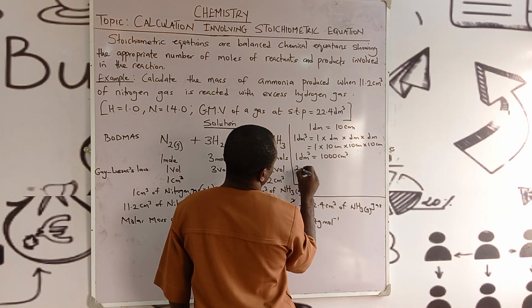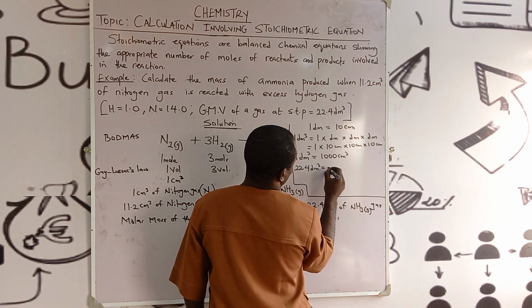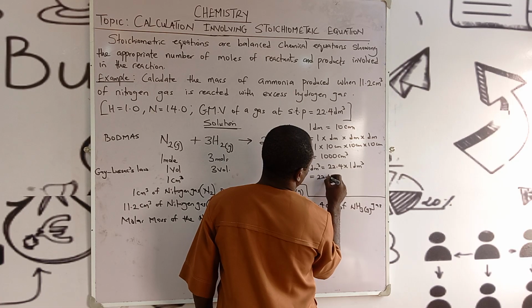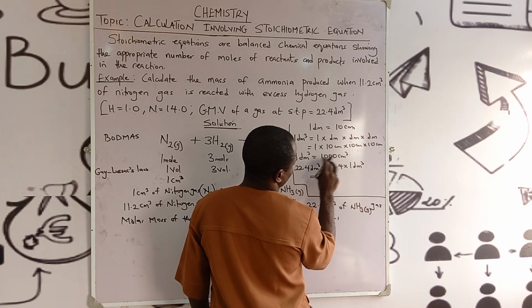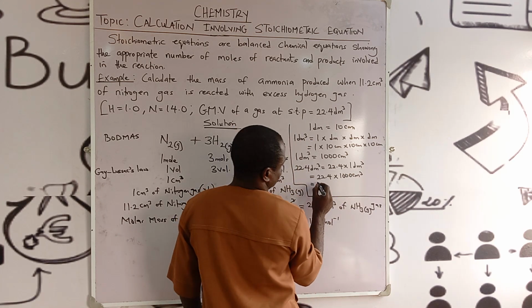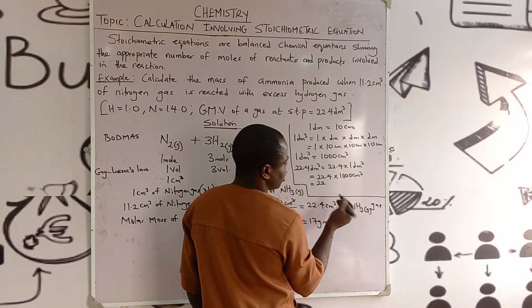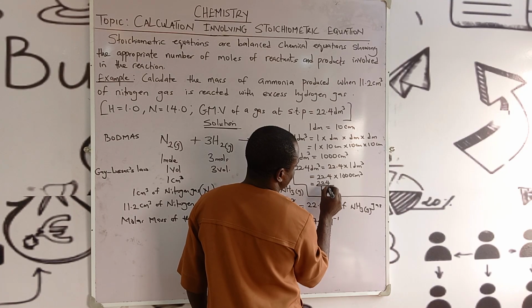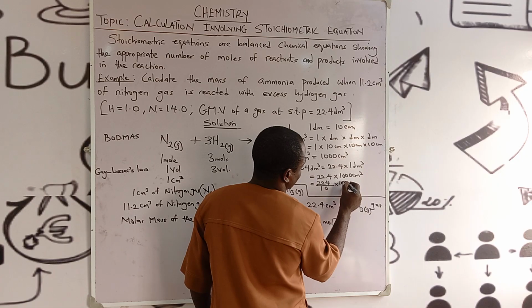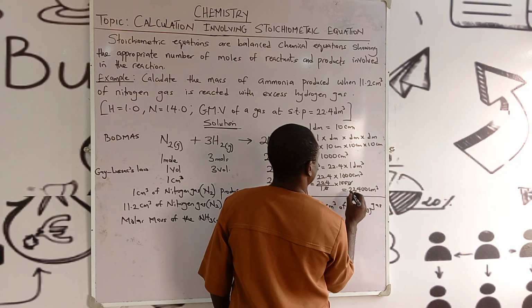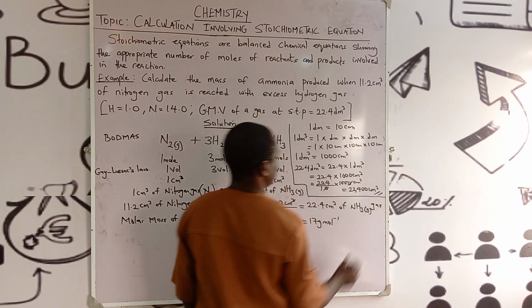Now go back to what we have: 22.4 dm cube equals 22.4 times 1 dm cube, which is equivalent to 22.4 times 1000 cm cube. Let's change it to a fraction in case you don't have a calculator to multiply: 224 over 10, since there is 1 figure after the decimal, times 1000, which is 22,400 cm cube. Okay, converted it.